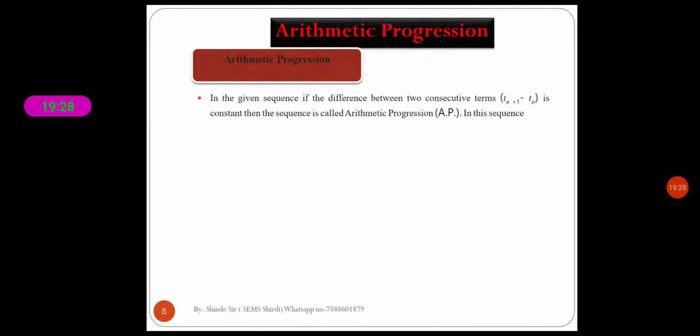Okay, arithmetic progression. In the previous example, the sequence 1, 4, 7, 10, 13, 16, 19: in this the difference between consecutive terms is 3. We add 3 each time. That's why the difference between two consecutive terms is constant, and that's why this is an arithmetic progression. Okay, now we see the next.